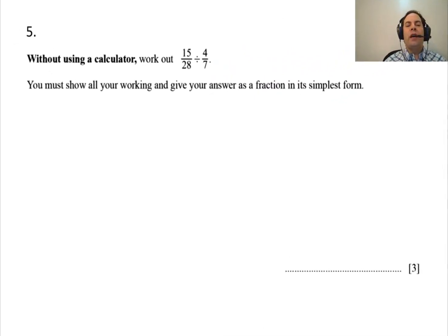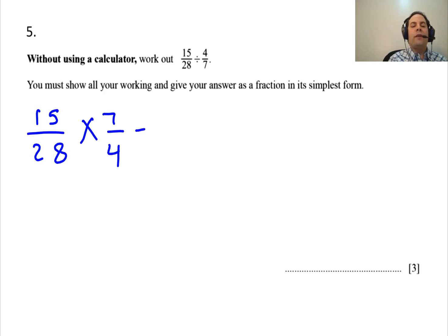165 degrees. Question number 5. Without using a calculator, work out 15 over 28 divided by 4 over 7. Division will be multiplied, so find the reciprocal of 4 over 7, flip numerator and denominator, which will be 7 over 4. Now, by looking at the numerator and the denominator, 7 and 28, both are multiples of 7. So we can divide 7 by 7, which is equal to 1, and 28 divided by 7, which is equal to 4. Then multiply the numerators together.